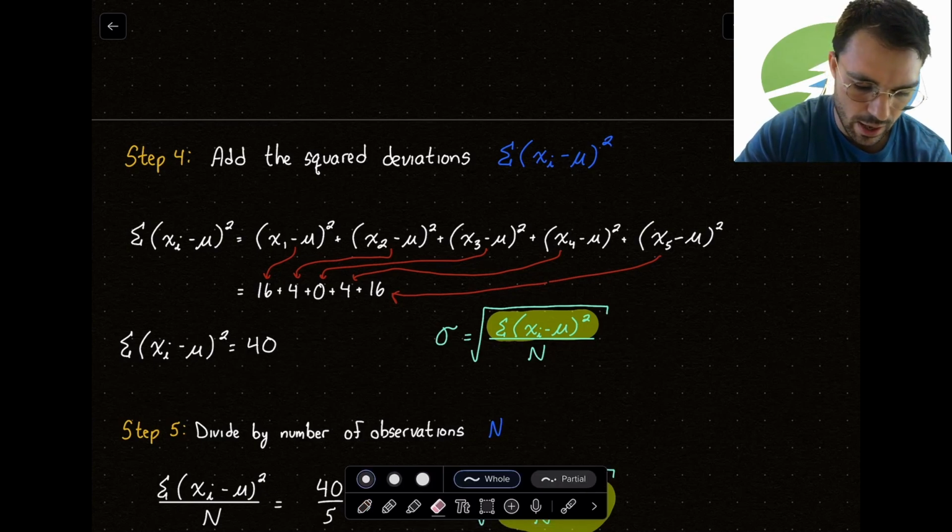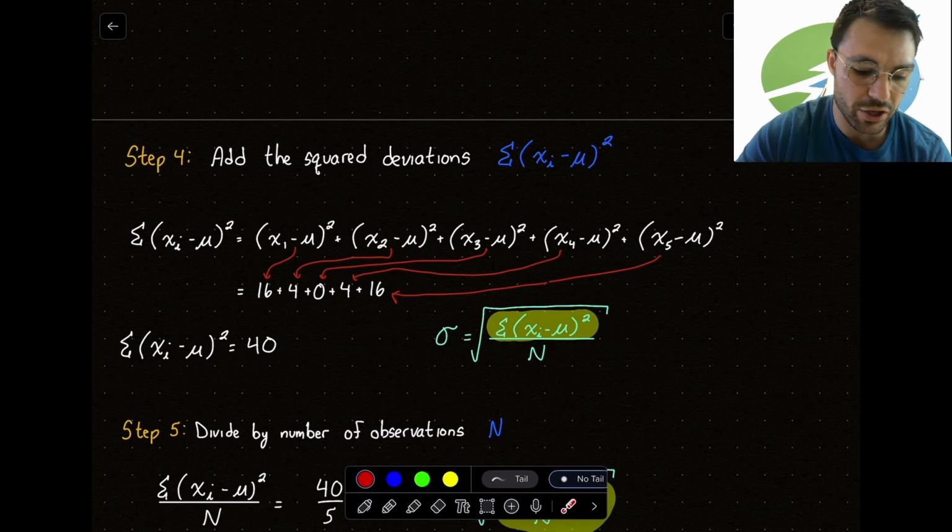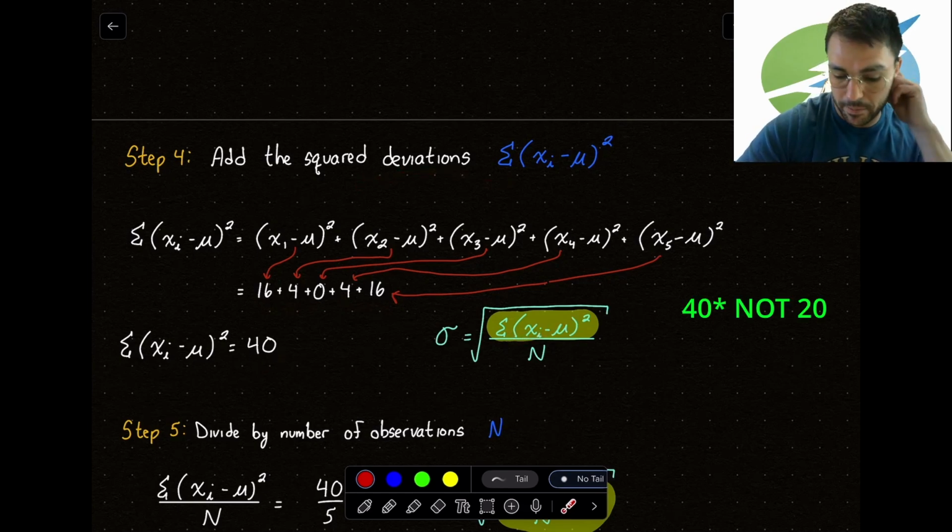All right. So we add all these up now. 16 plus 4 plus 0 plus 4 plus 16, 20 and 20 adds to 40. So the summation of all of our squared deviations adds to 40. And that's right here. Okay, let's fix this.